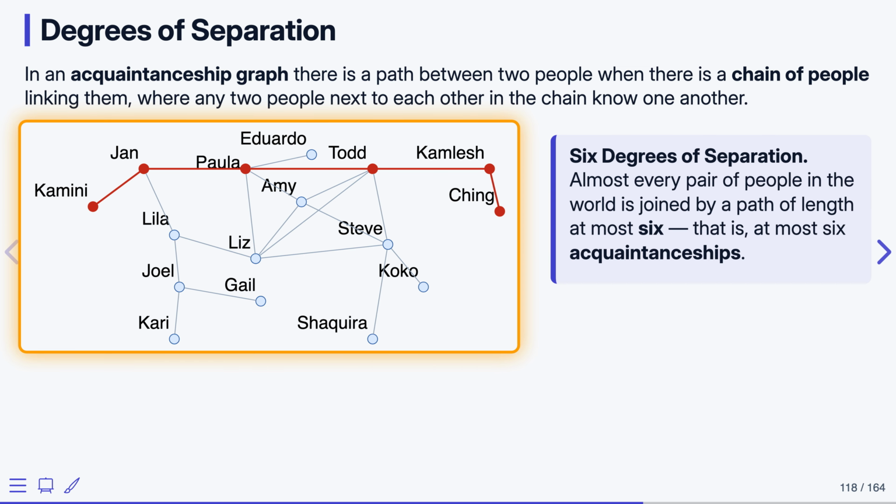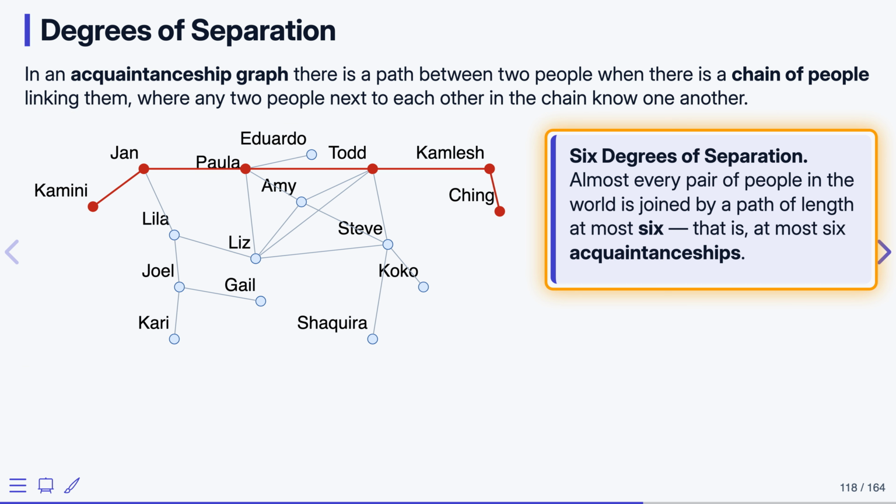One such chain runs Kamini, Jan, Paula, Todd, Kamlesh, Ching. Count the people and you get 6, but the degrees of separation count the edges, not the people. 6 people are joined by 5 edges, so Kamini and Ching are 5 degrees apart. This is the idea behind 6 degrees of separation. Many people believe that any 2 people in the world are joined by a path of at most 6 acquaintanceships. A famous play by John Guare takes its name from that idea.